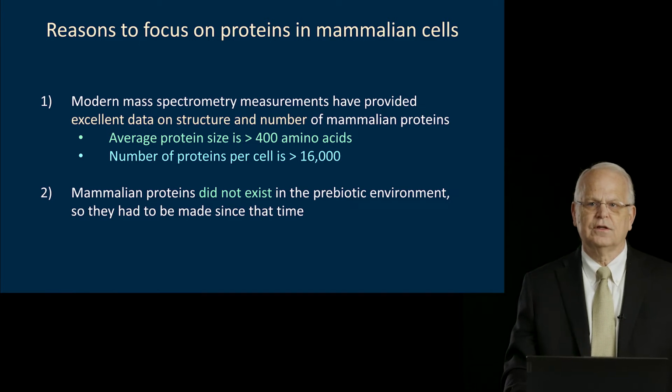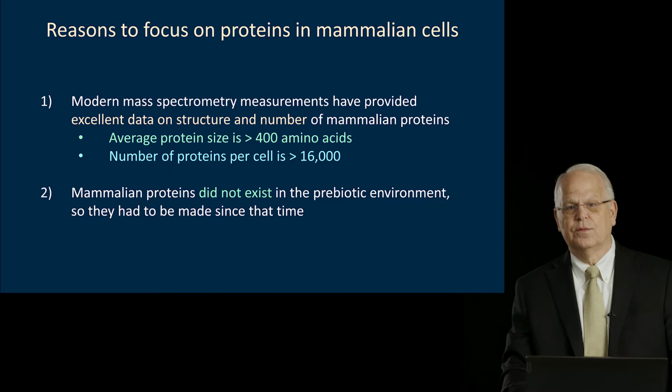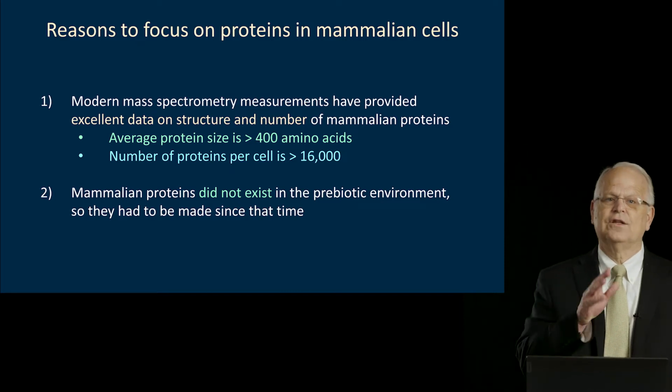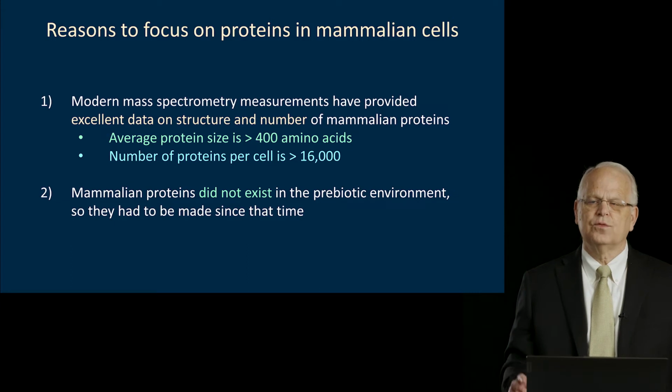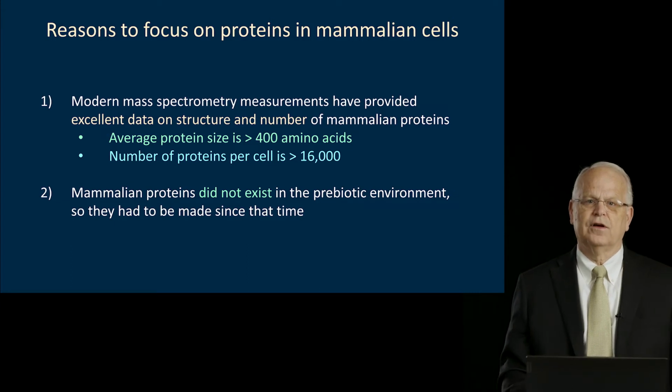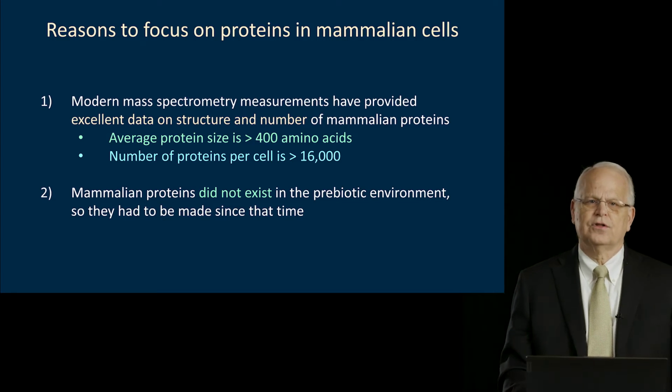And the second reason is that mammalian proteins did not exist in the prebiotic environment, so they had to be made at some time. And so these two reasons really help us to focus on mammalian cells. As you'll see, we're not focusing on anything like a protocell. Protocell is not needed, and we very much understand the characteristics and the properties of mammalian cells, which gives us a more precise and a more accurate scientific question to answer.